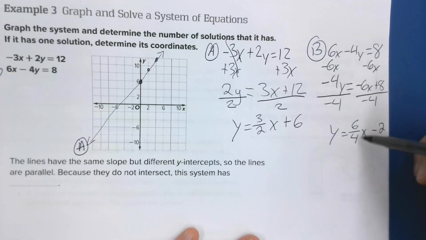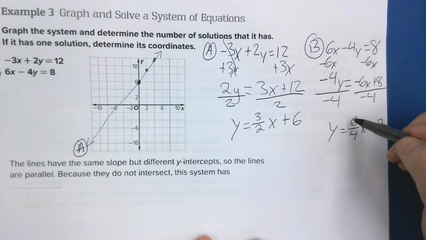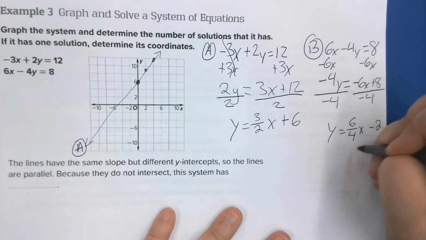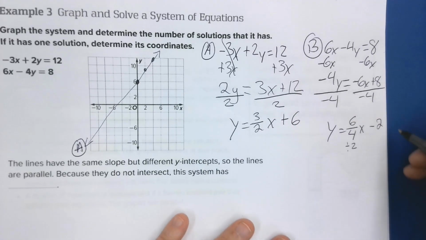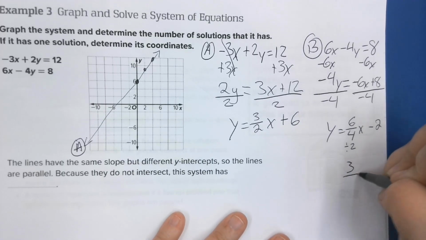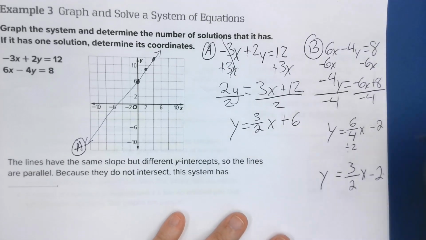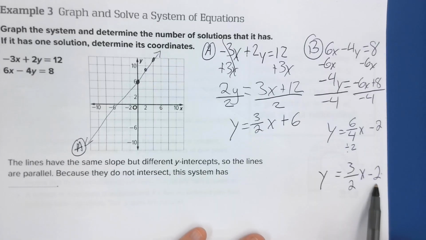So I talked about simplifying this. Both of these can be divided by a number. Both 6 and 4 can both be divided by 2. So I'm going to divide both of these by 2. 6 divided by 2 is 3, 4 divided by 2 is 2. So now I'm just going to rewrite everything else. And this is going to be my equation for line B.